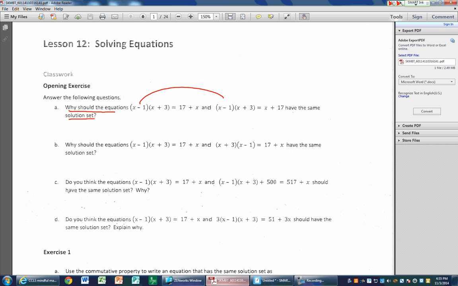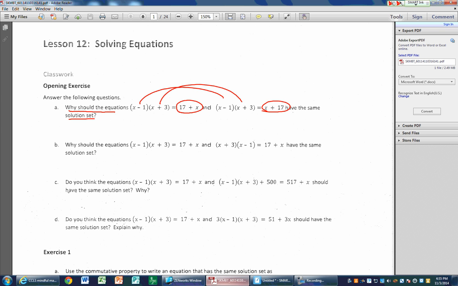Because we notice that we have x minus 1 in the beginning. We have x plus 3. Okay, so the first part of the equation looks exactly the same. It's the second part of the equation, or the answer, that looks different. So take a second and write down why they are the same.